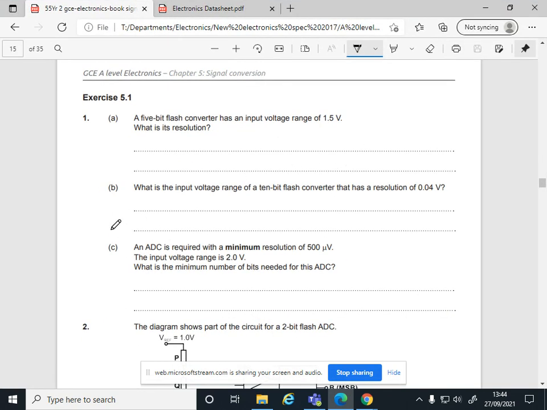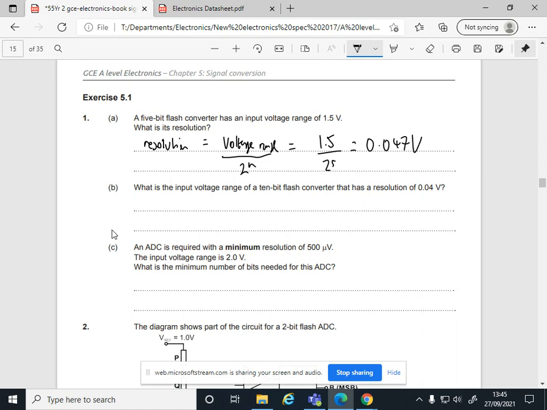So resolution is voltage range over 2 to the power n. So in this particular case, it's 1.5 volts divided by 2 to the power 5. So that's 2 to the power 5 is 32. I think I just got my answer here. Be easier. 0.047.